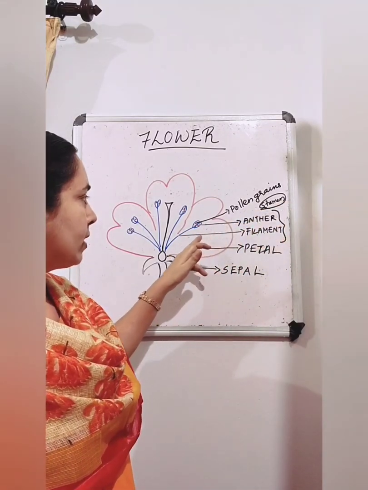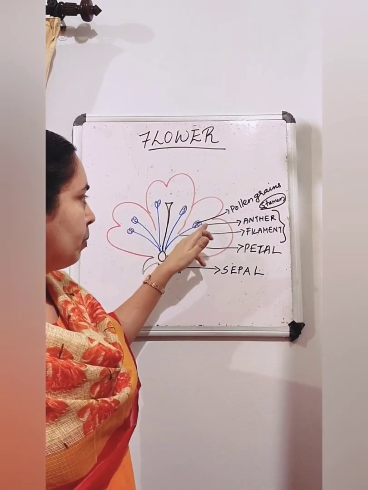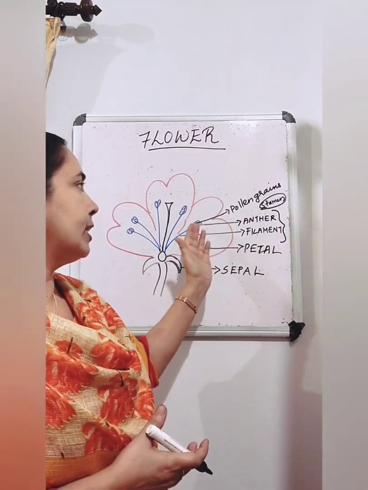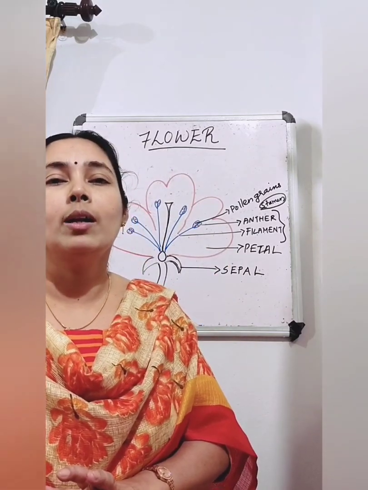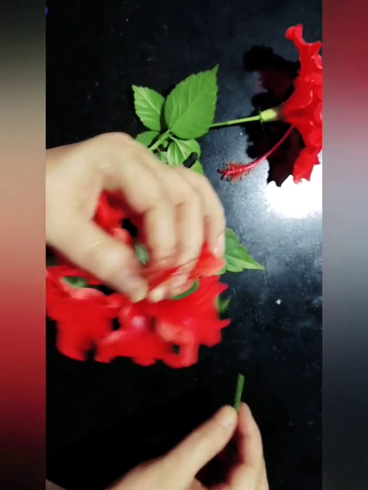And which are the two parts of stamen? Filament and anther. And what is present in the anther? Yellow powder-like structures are present in the anther. And what is the name of that powder? Pollen grain. These are the stamens of this flower.